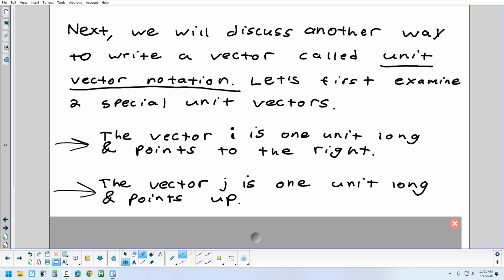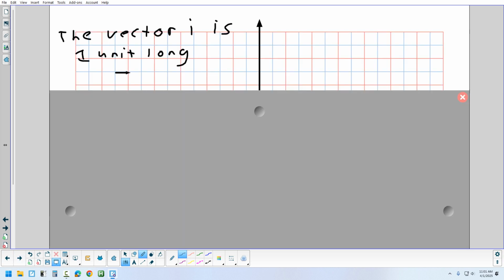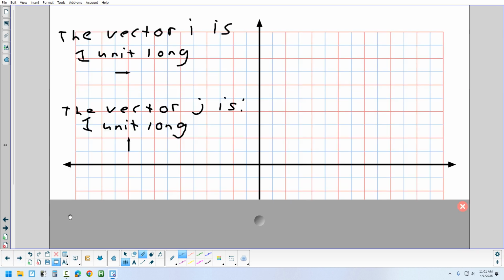When we're dealing with 2D, I can use the direction up. Okay, so it's a little simpler in 2D. So j is a unit vector, points up, and it looks just like that. That's j. Okay, so i, j.